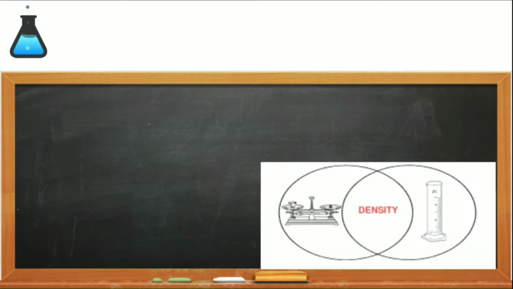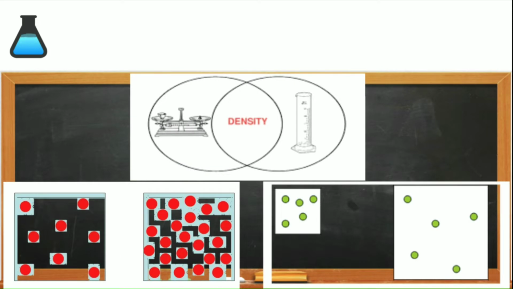Now, density is the relationship between both mass and volume. What you can see is that mass on the left increases when we increase the number of particles. Volume increases on the right when we increase the amount of space.